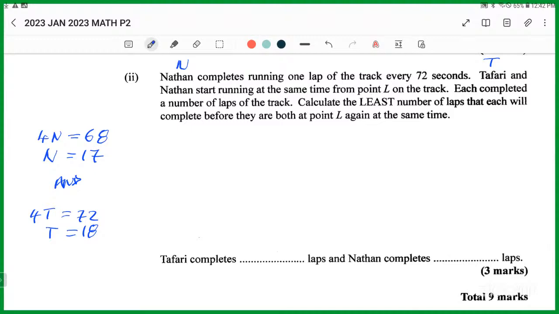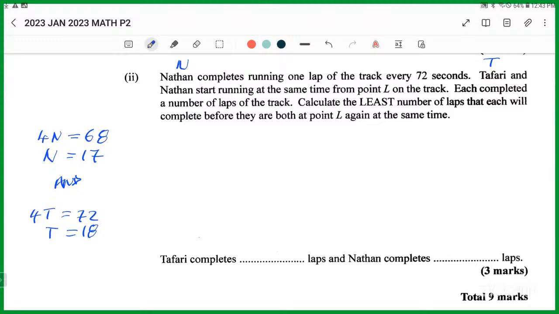So the number 4 seconds. They will meet again when the sum of those 4 seconds becomes equal to 68. You understand me? Because it means now that 68 seconds is a full lap behind the other person.